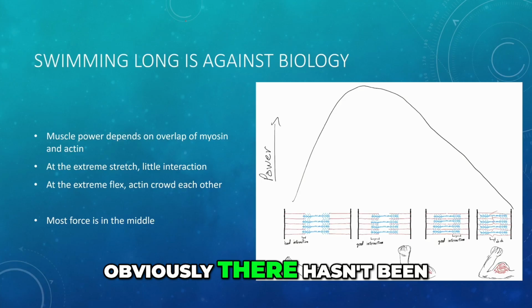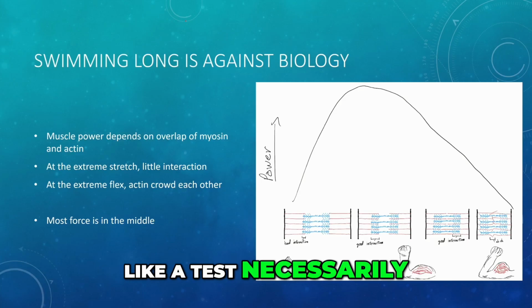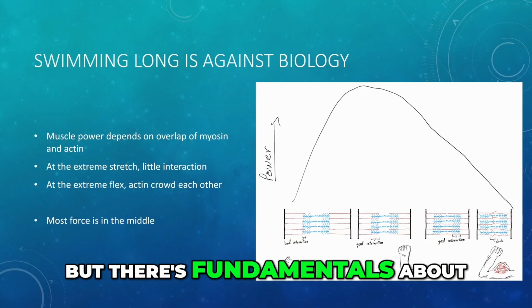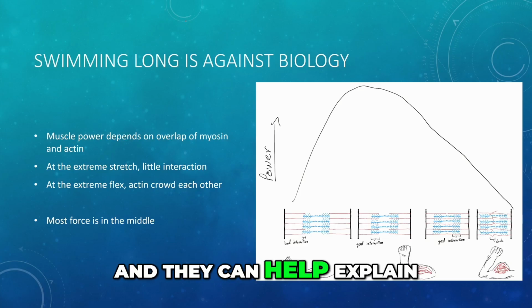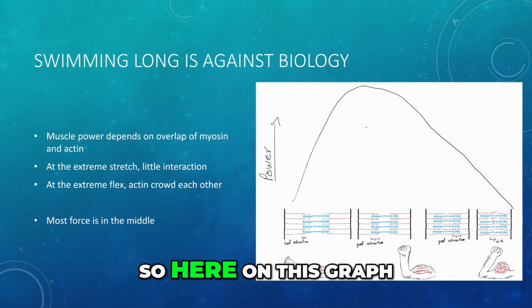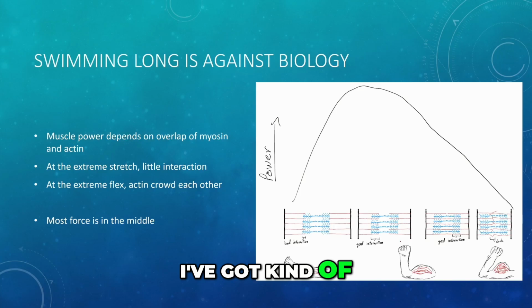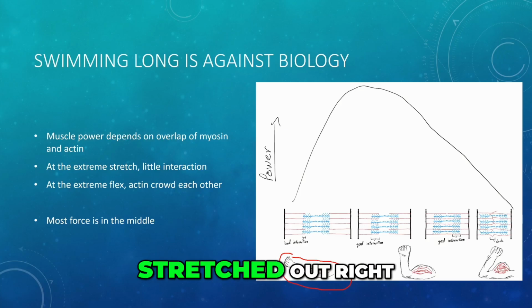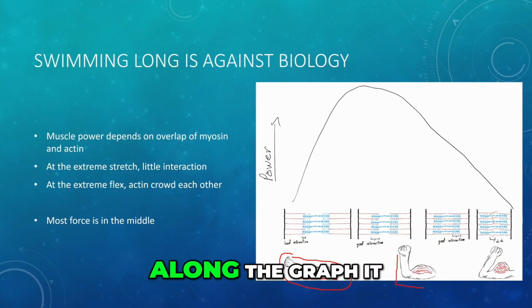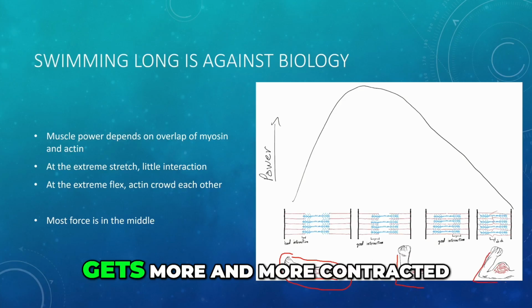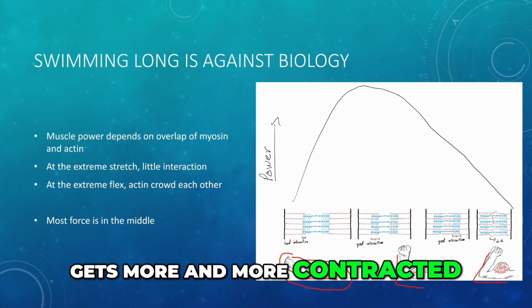Now, obviously it hasn't been tested necessarily, but there are fundamentals about how muscles work which I think fit in, and they can help explain. So here on this graph I've got kind of a muscle. I know this is poorly drawn, but let's say this is your arm, and here it's really stretched out, right? And as we move along the graph, it gets more and more contracted.